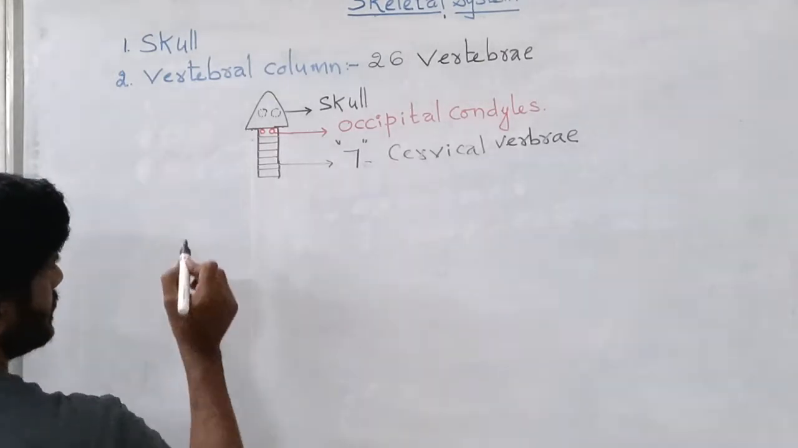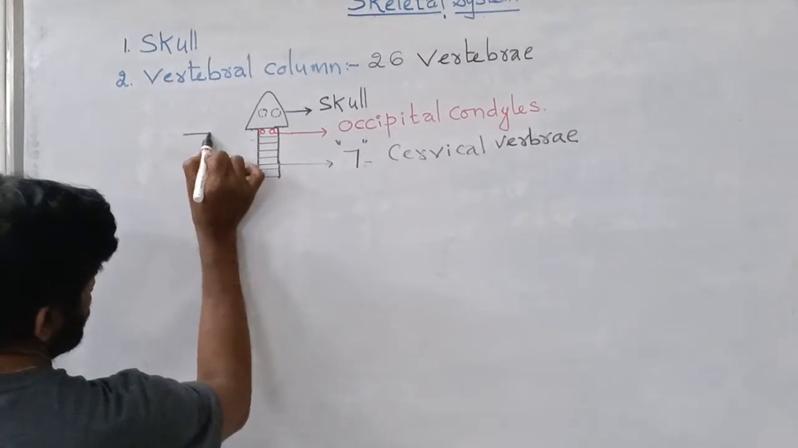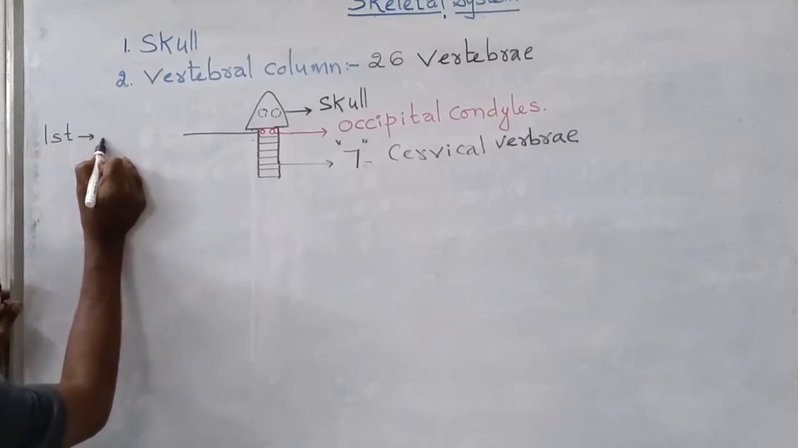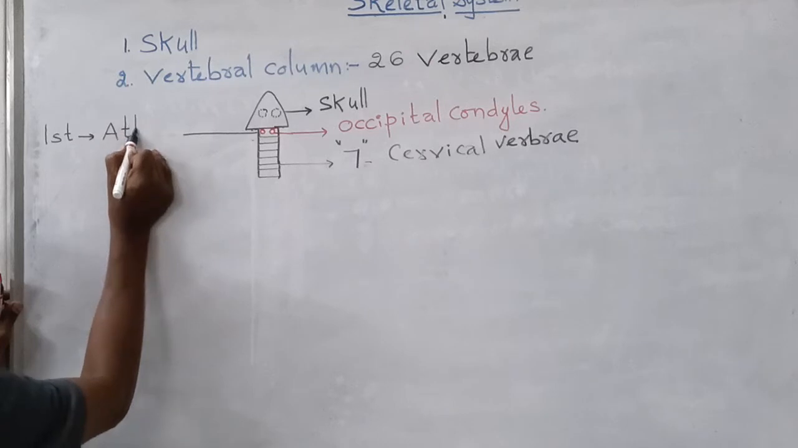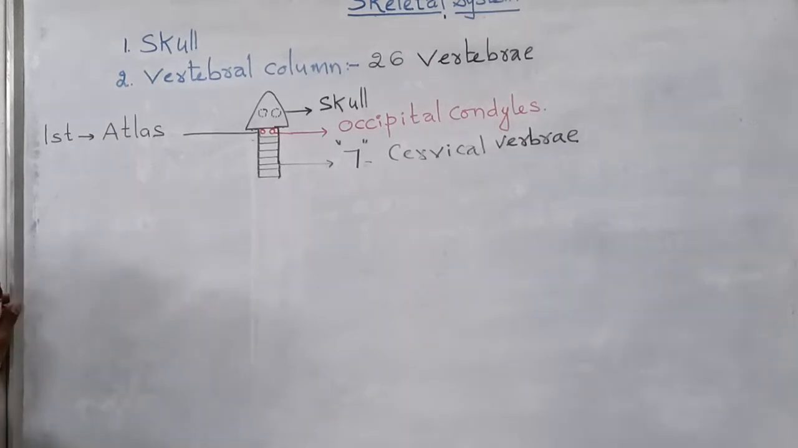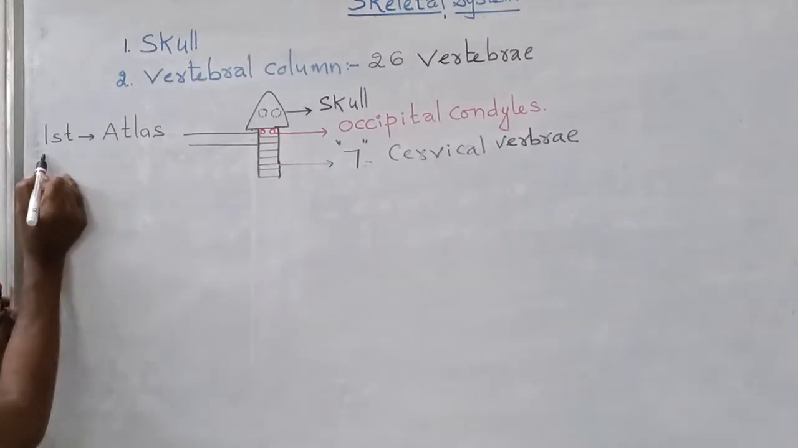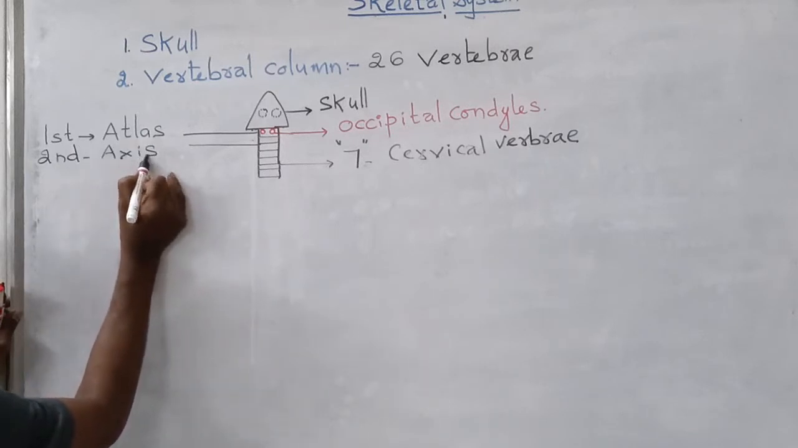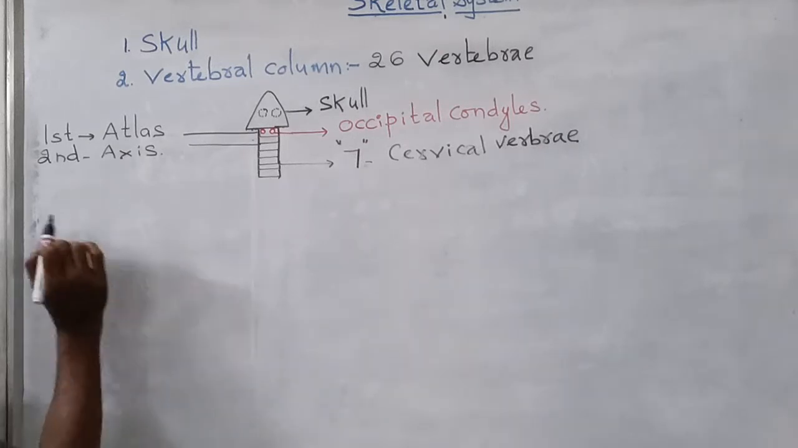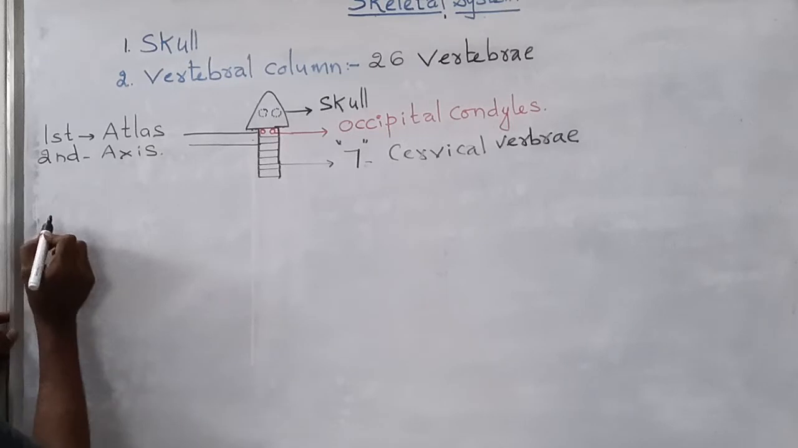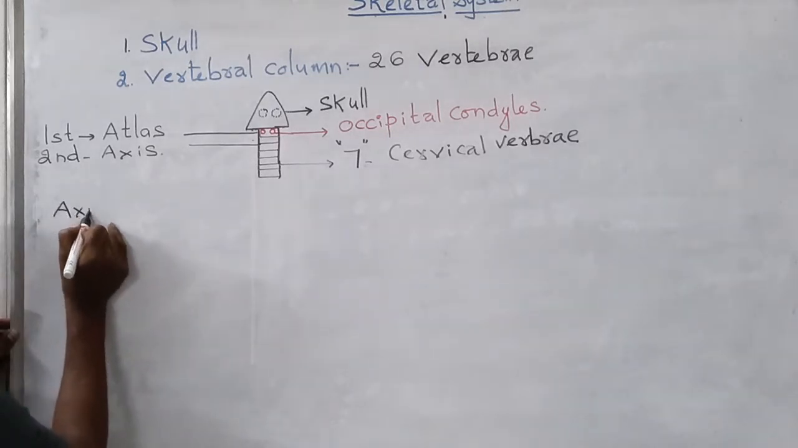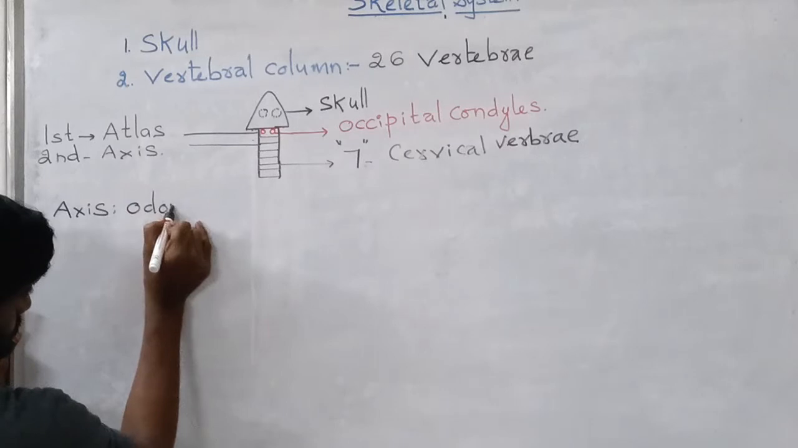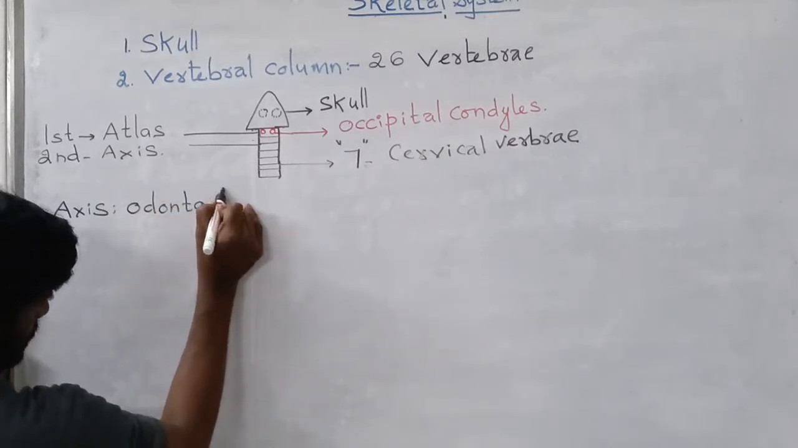Out of 7, see, what is that first vertebra? This is the first vertebra. The first vertebra is the atlas. Second vertebra is the axis. You see, these are the first vertebra and second vertebra. But the axis contains a process called the odontoid process.